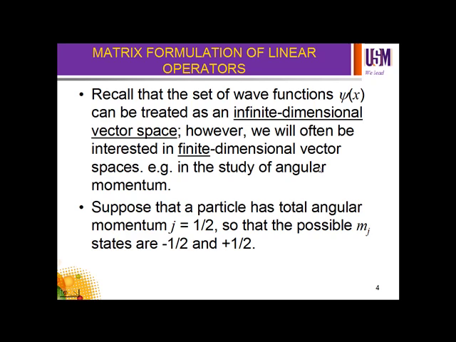However, we will often be interested in finite dimensional vector spaces, for example, in the study of angular momentum. In real life, we will always have finite dimensional vector spaces. Suppose that a particle has a total angular momentum j equal to half, so that the possible mj states are negative half and positive half. So if j equals half, then we have two possible states, negative half and positive half. That's what we call finite dimension.